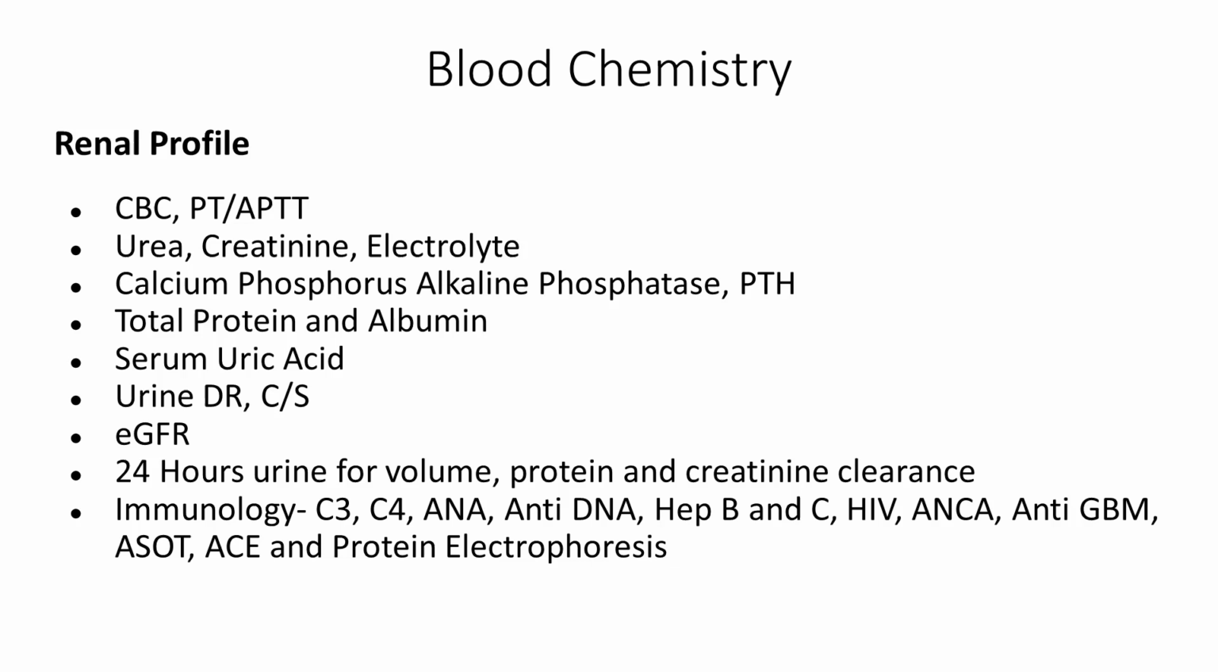HIV can present with focal segmental glomerulosclerosis, and there are various types of vasculitis like Wegener's, ANCA positive, ANCA negative, and anti-GBM disease. ASO titers are usually measured in patients with post-streptococcal glomerulonephritis, and protein electrophoresis in patients with multiple myeloma. These are the other batteries of tests which are usually performed.